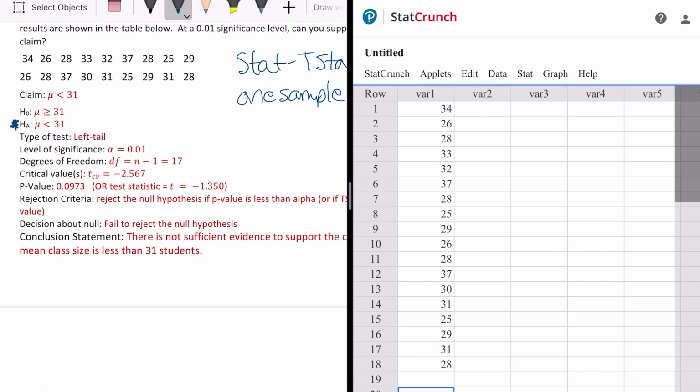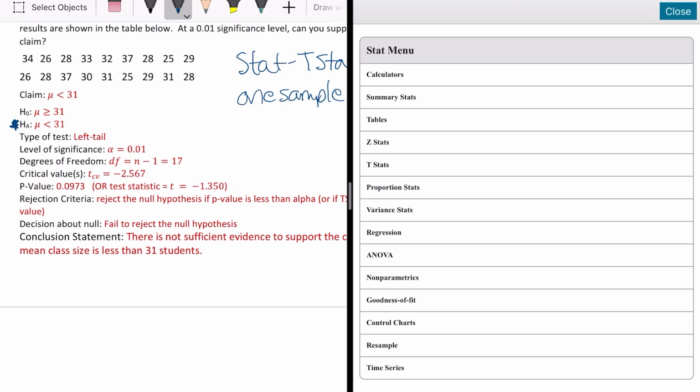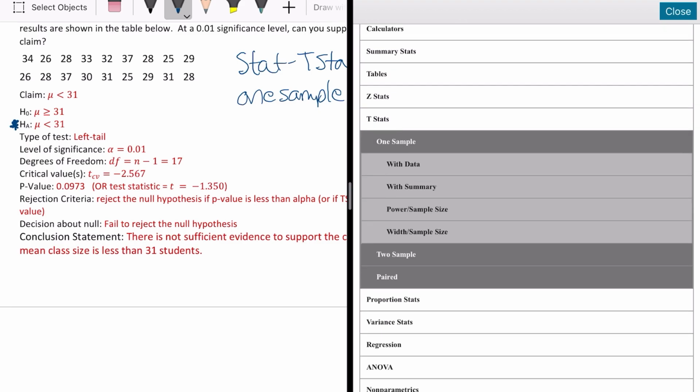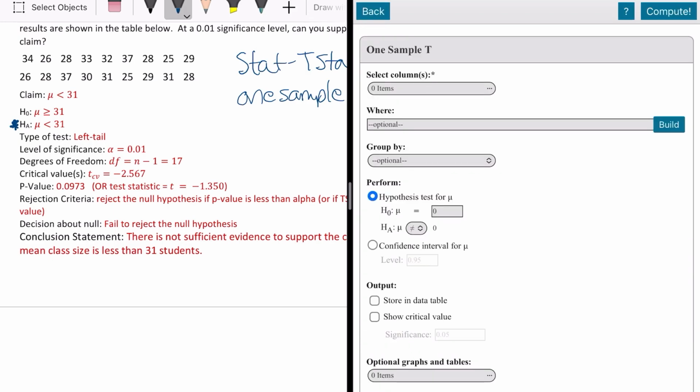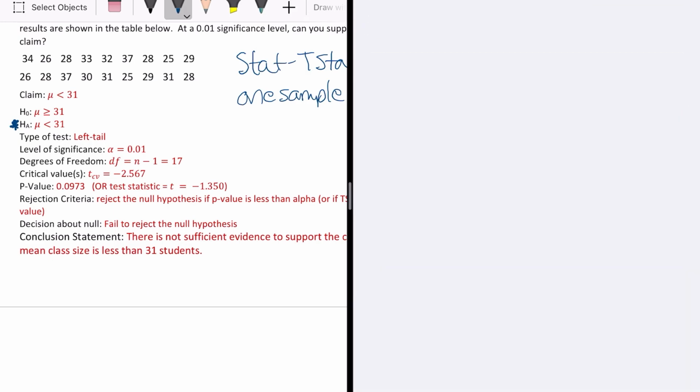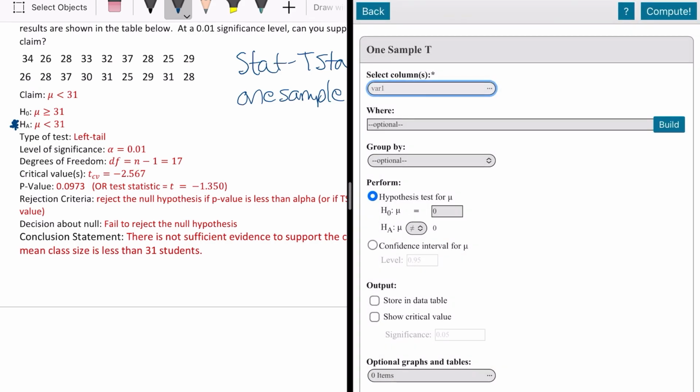So I'm going to go to Stat, T-stats, one sample, but with data, which is actually the first option. Now I put that data in variable 1. I don't know what happened. This thing hates me. Variable 1. Okay, it's there.